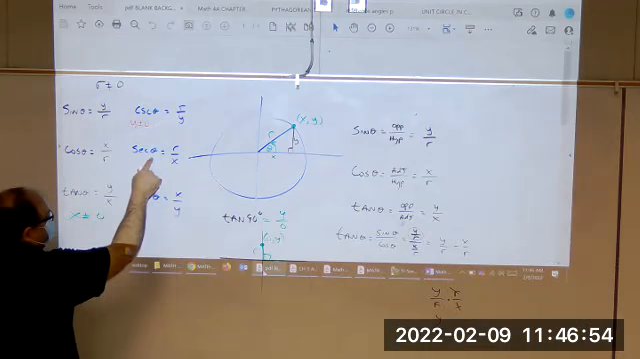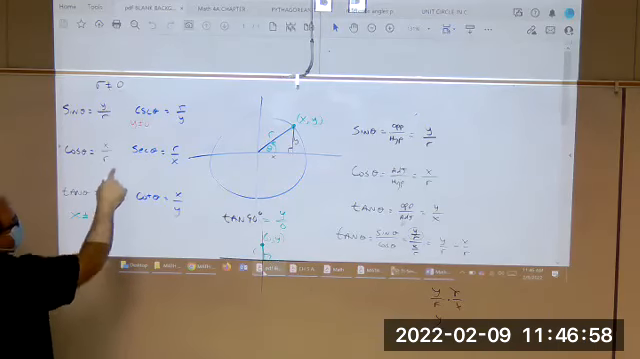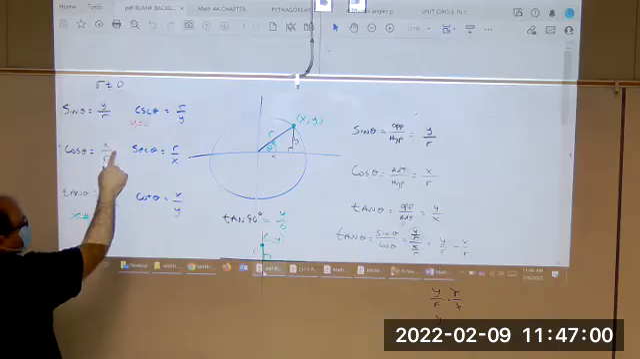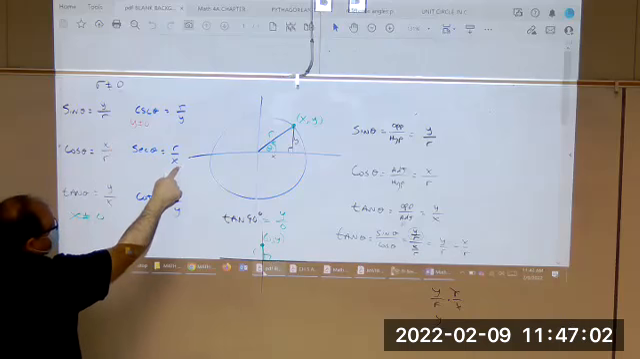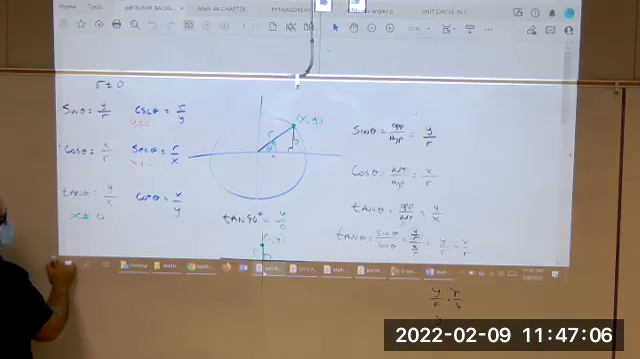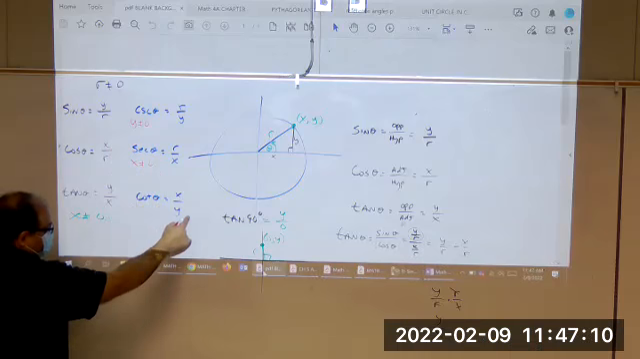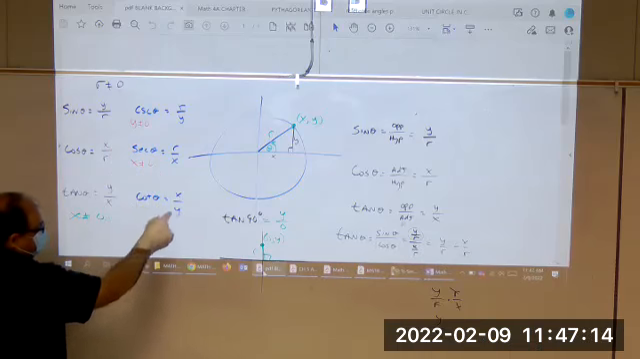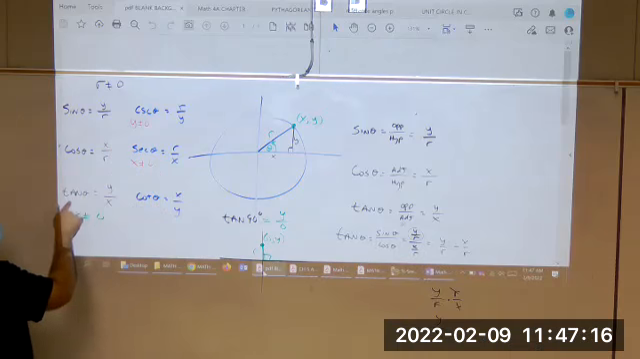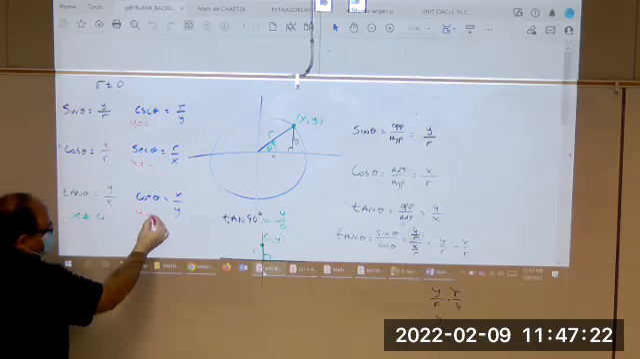For secant, if the x coordinate is a 0, like it is right here at 90 degrees, then the secant is going to be undefined when you flip it over. The x better not equal 0. And cotangent, well, down here is y. So if y is a 0, then cotangent is undefined. So if your tangent equals 0, then the reciprocal of 0 is undefined because y is at the bottom. Y better not equal 0.